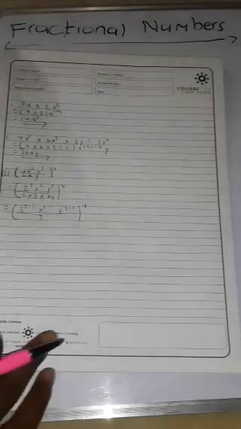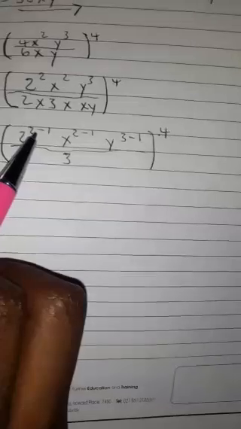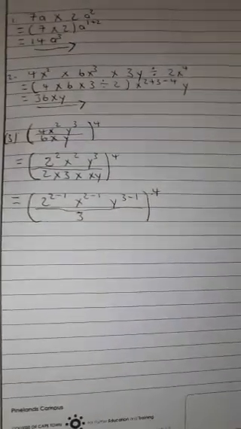Okay, so let me show you again. So we have open brackets with 2, and then 2 minus 1 x, 2 minus 1 y, 3 minus 1 divided by the 3, right? Index 4. Okay, let's continue to solve it.